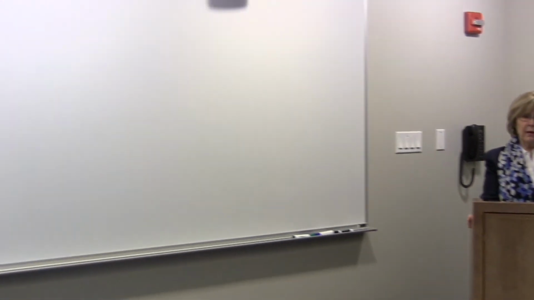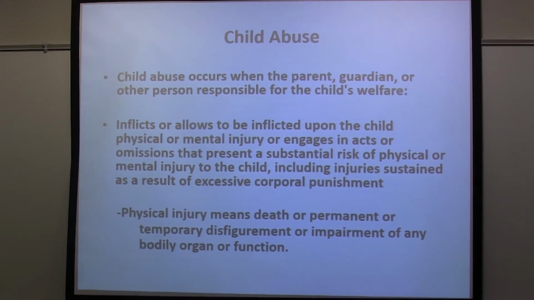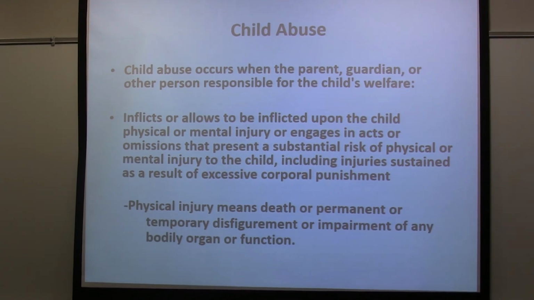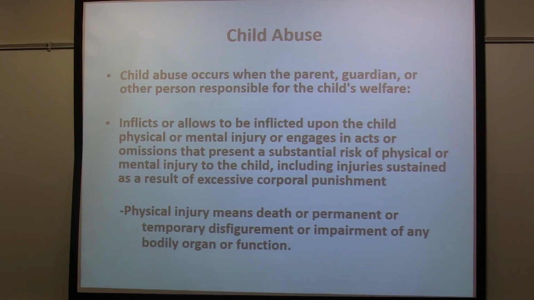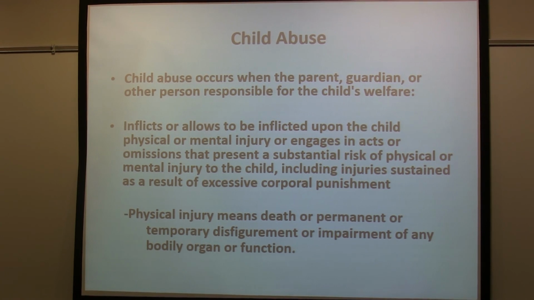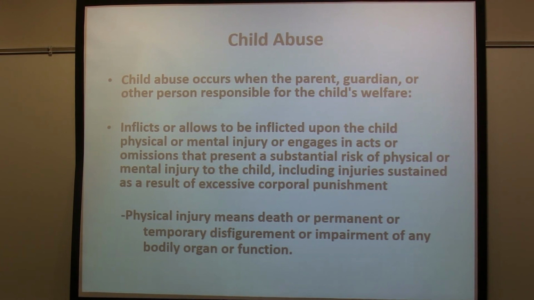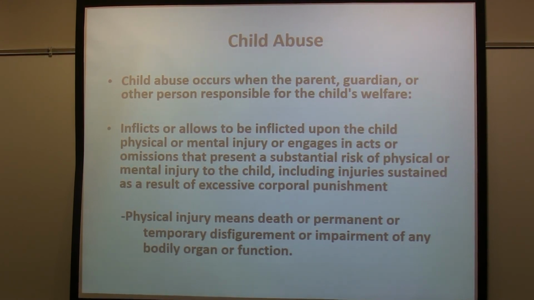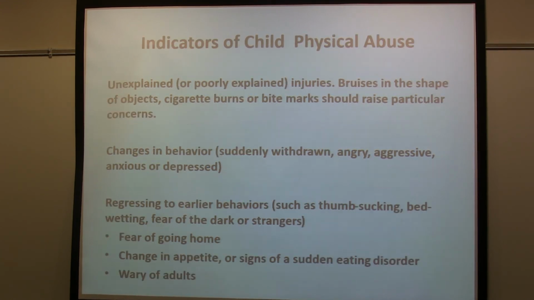Child abuse occurs when the parent, guardian, or other person responsible for the child's welfare inflicts or allows to be inflicted upon the child physical or mental injury, or engages in acts or omissions that present a substantial risk of physical or mental injury to the child, including injury sustained as a result of excessive corporal punishment. Physical injury means death or permanent or temporary disfigurement or impairment of any bodily organ or function.